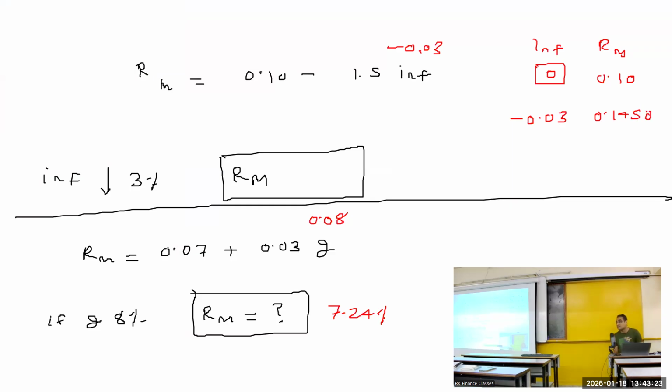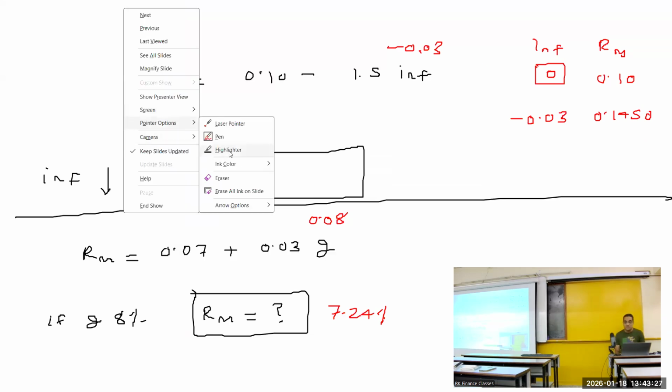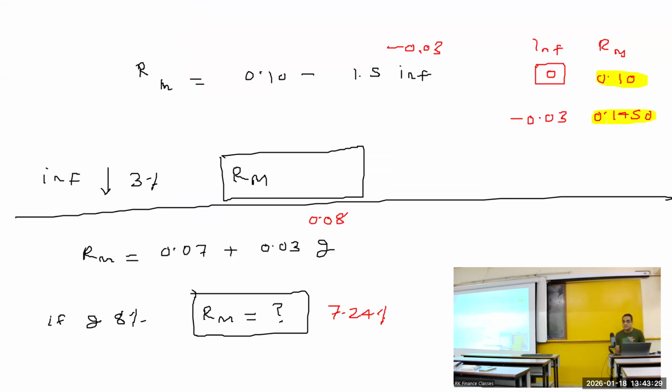So answer is, the question was what happens to the return of market? The return of market, which was 10%, now has become 14%. The return of market has increased by 4.50%. Okay, so earlier the return of market was 0.10, matlab 10%. Now it has become 0.14, matlab 14%. The return of market has increased from 10 to 14. It has increased by that 4.50%.